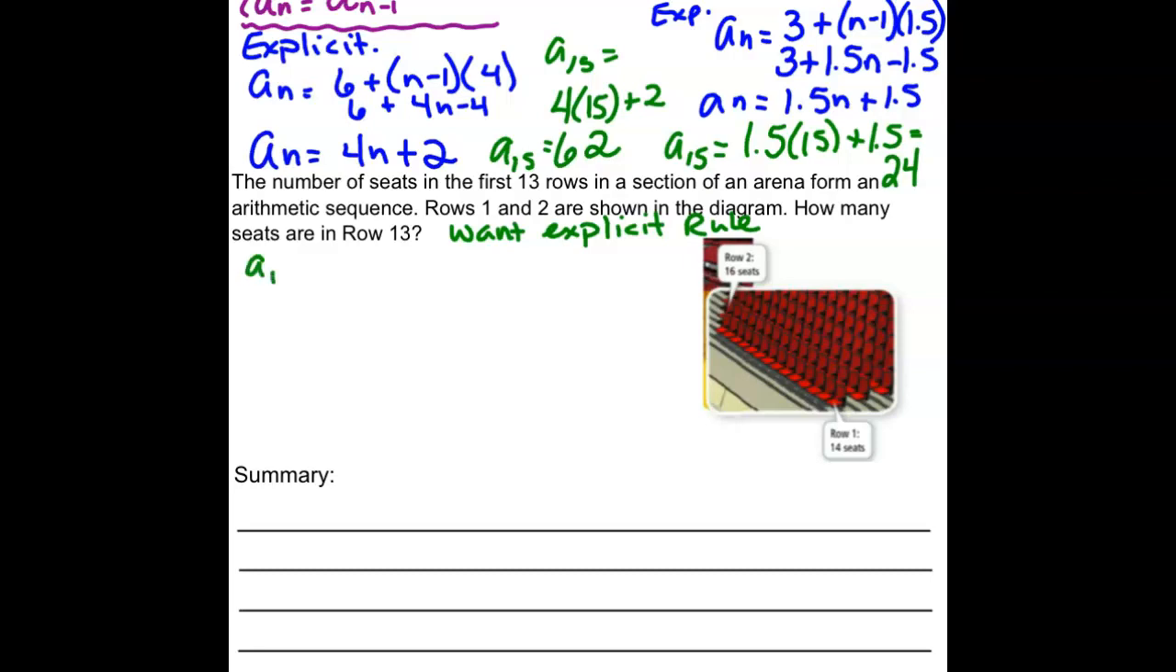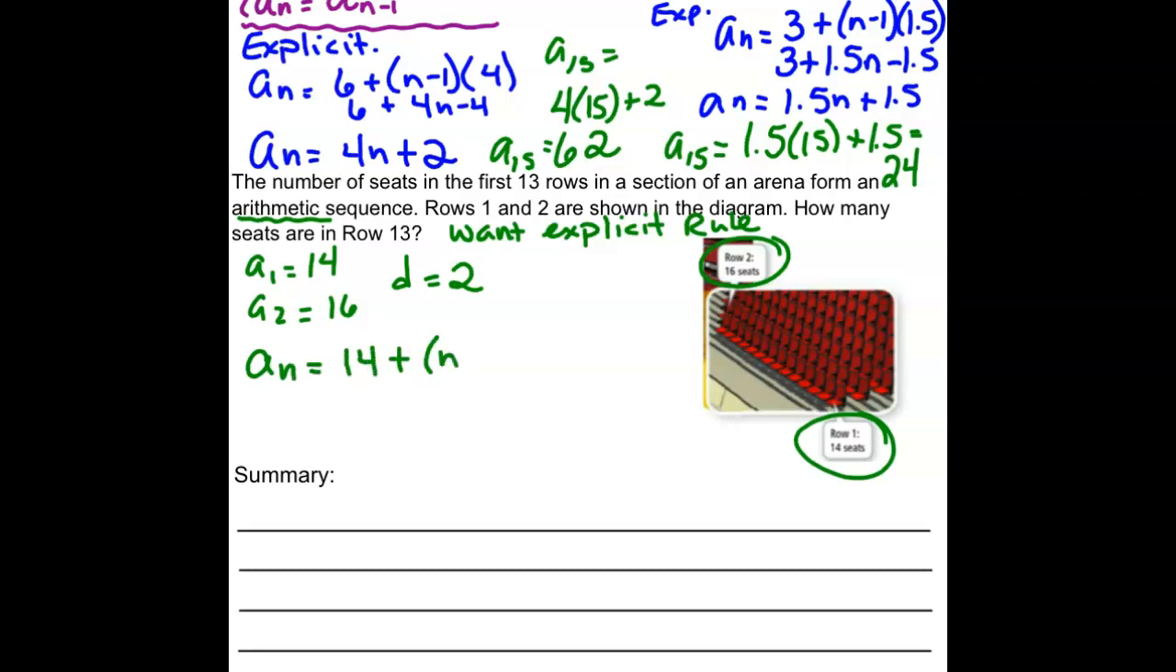So we are told that our first term, according to this picture here, has 14 seats, and our second term, our second row, has 16 seats. And they did say it forms an arithmetic sequence, so that means we have a common difference. In this case, we're simply adding 2. All right, so my formula says a sub n equals first term plus n minus 1 of these common differences. I can distribute. We get 2n minus 2 plus the 14, so my rule says 14 minus 2 would be 12, so we have 2n plus 12. That's the formula that's being used to create the sequence.